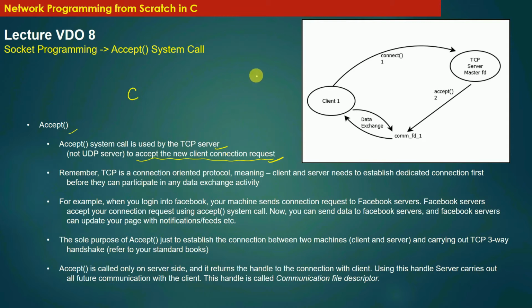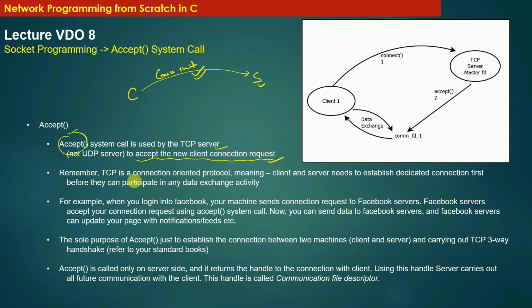So you have a client C and you have a server S. The first thing that the client has to do is to establish the connection with the server. For that, the client has to send the connection initiation request. In the connection initiation request, the client says, hey, I want to establish the TCP connection with you. So it sends this information to the server. So the accept system call on the server side is used to accept the new client connection request. This is the purpose of the accept system call.